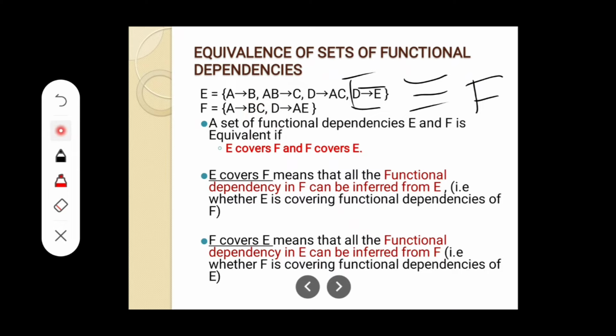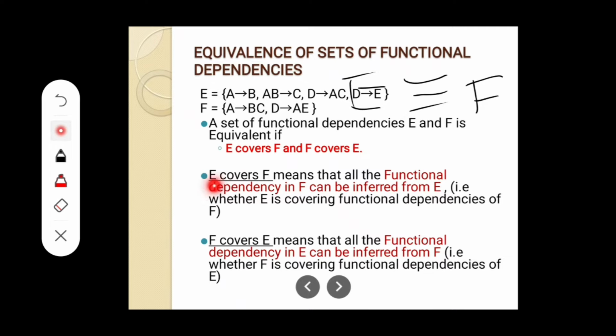How to do that, we will discuss soon. Now about F covers E. F covers E is the opposite: all the functional dependencies in E can be inferred from F. Each of the functional dependencies of E can be derived or inferred from F. That is called F covers E.